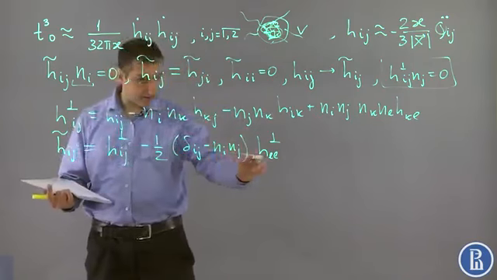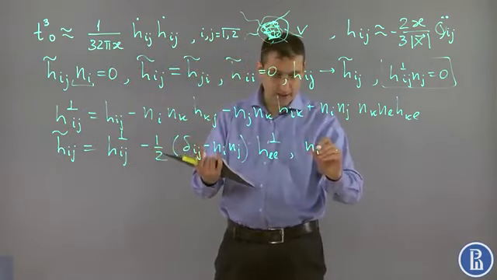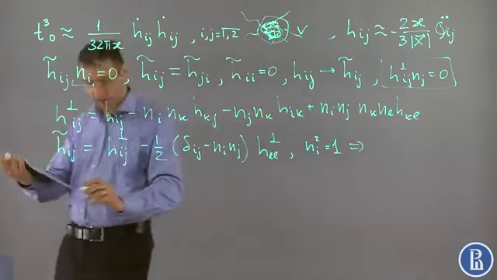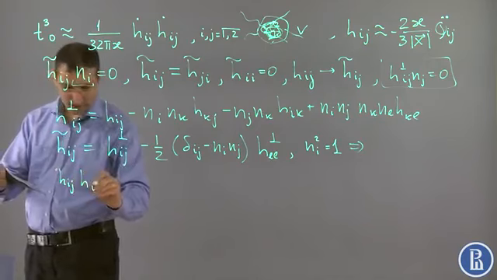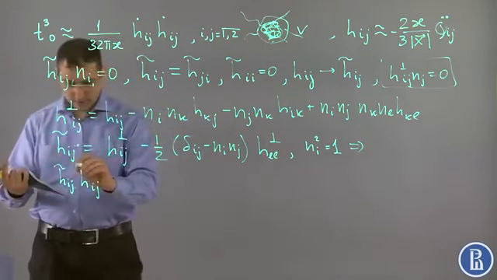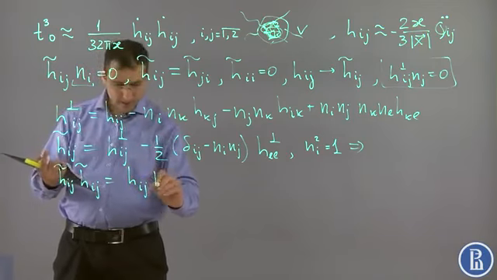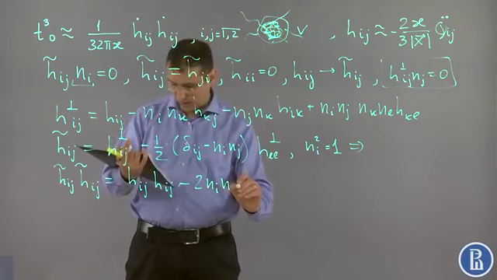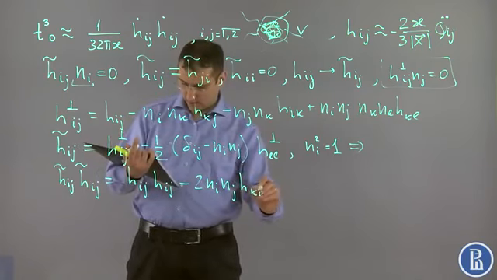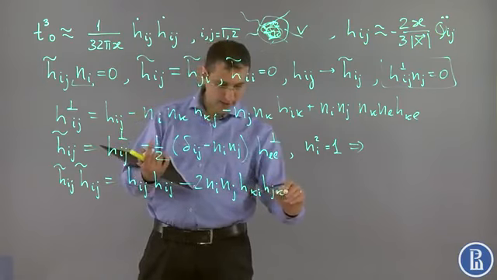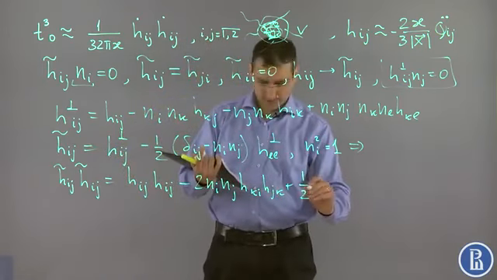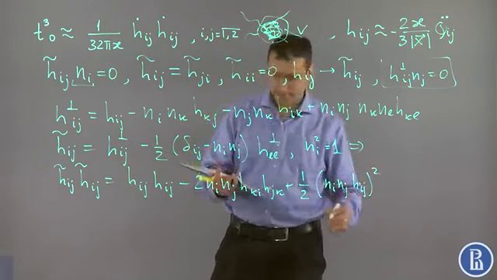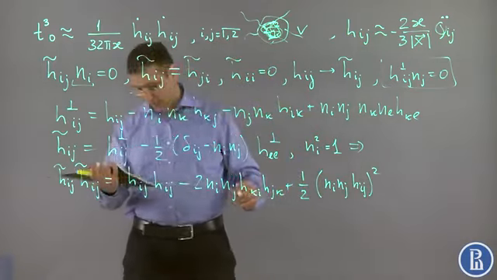Now having this, and using the fact that ni squared is equal to 1, we have the following situation: hij times hij twiddle is equal to hij squared minus 2 ni nj hki hjk plus 1/2 ni nj hij squared. So this is what we obtain.